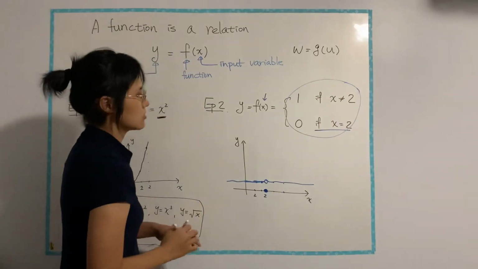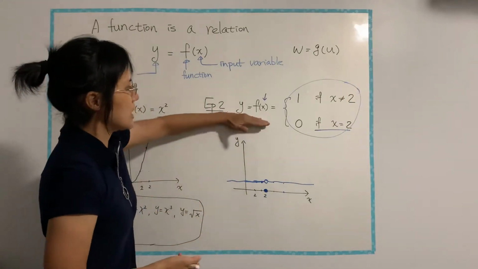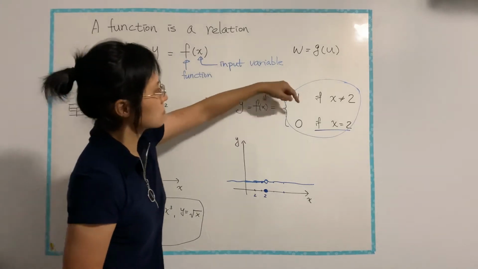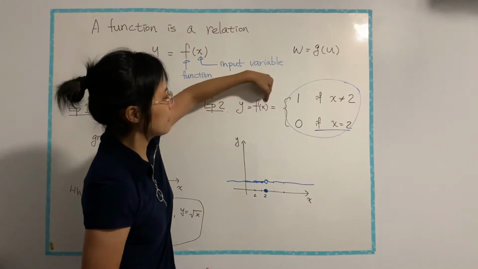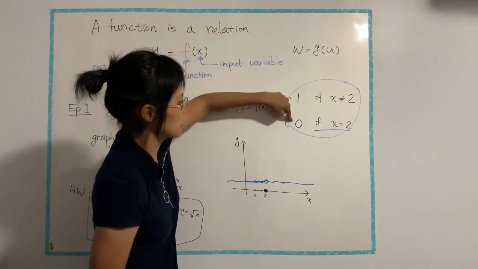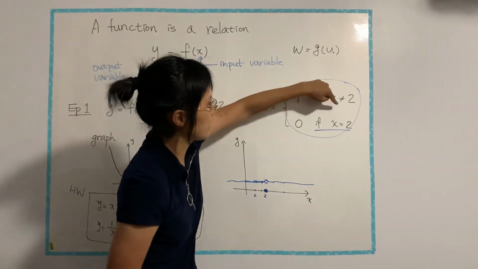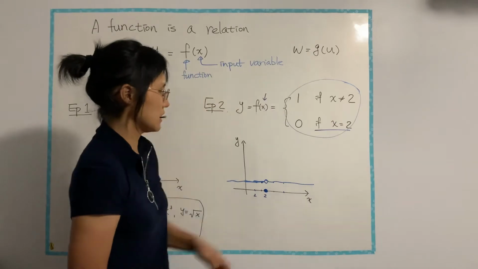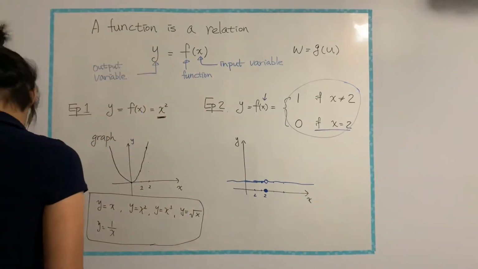Okay, so when you see a function like this, a piecewise defined function, you have to look at what input value you have. Okay, so if it falls into this category, then that's your output value. If it's in this category, then you use this formula. All right. So let's just do one more example, just to be safe.